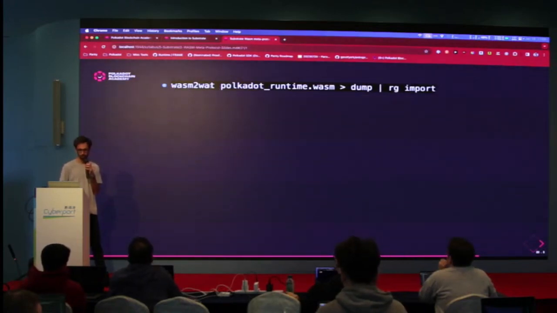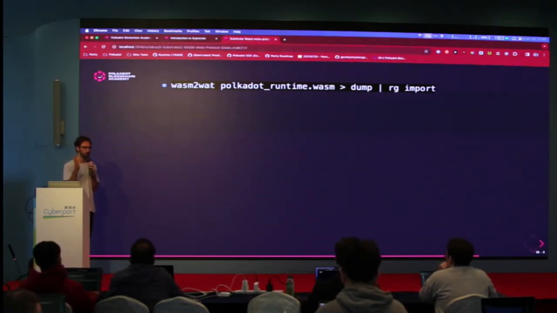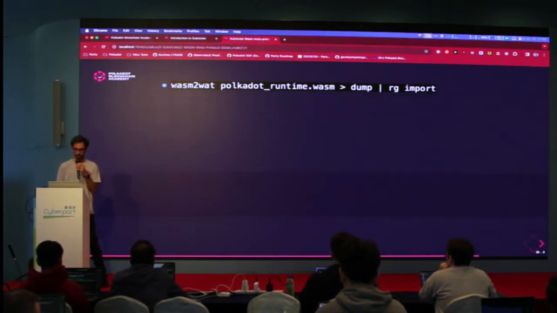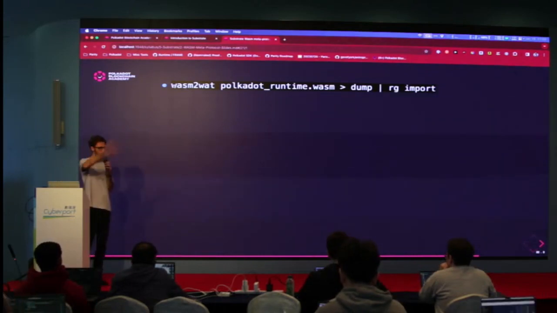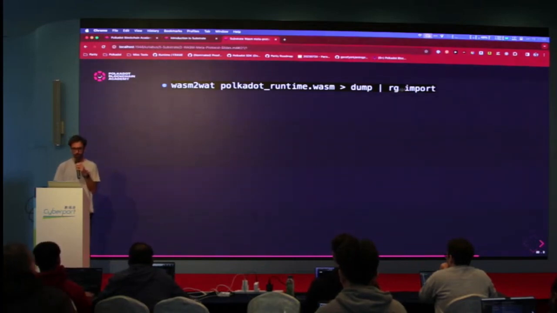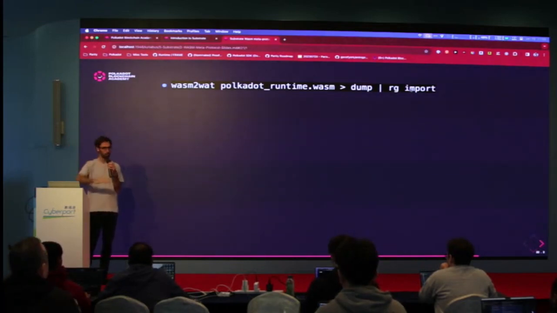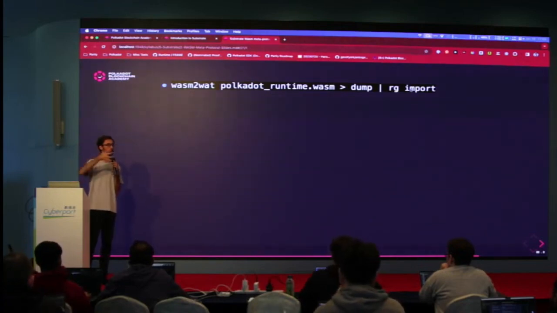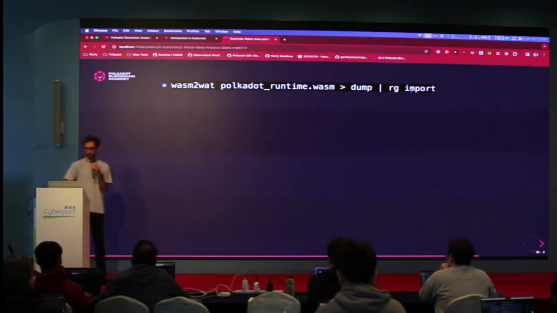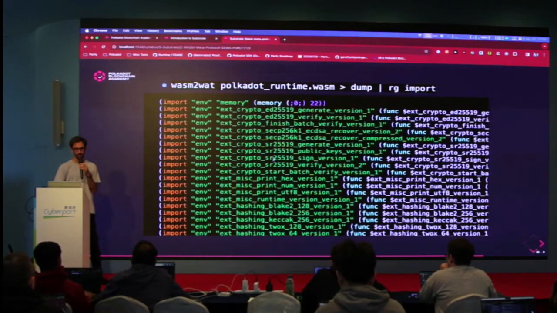So wat is like WebAssembly text. It's like a semi-human readable version of WebAssembly. And if you run this thing, it would output a long wat code for you. And if you grep for it, like search in that file for import, you will find the list of functions that your WebAssembly module is importing. And what are these going to be? These are going to be all these host functions. So these are the functions that are imported into your WebAssembly blob. So you get a list that kind of looks like this.